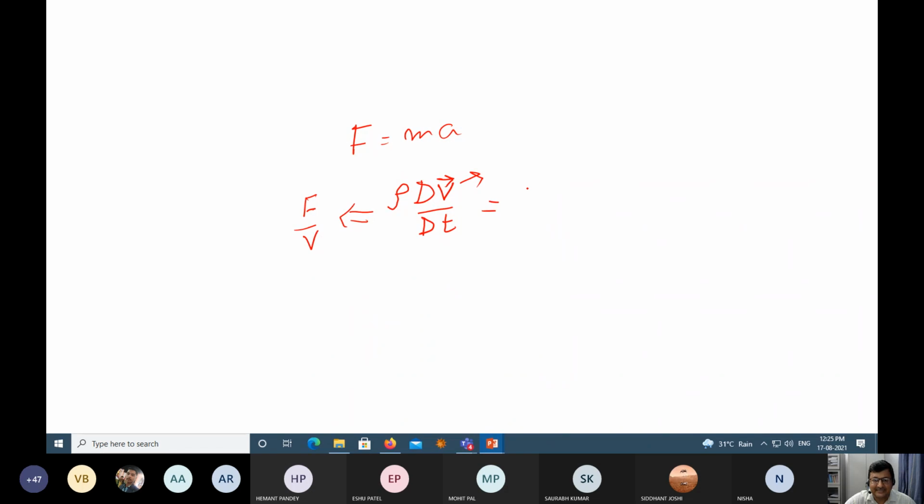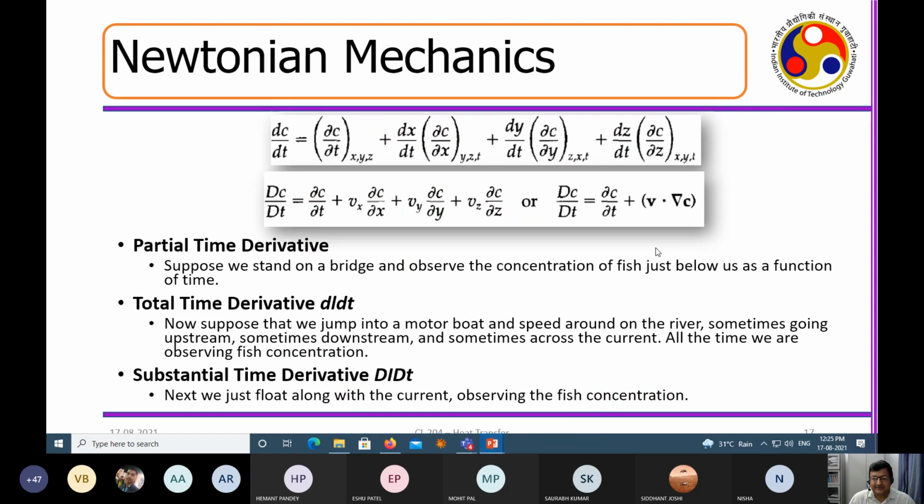Now suppose I write rho, and dv by dt I just now derived. What is that? Del v by del t plus v dot del v, correct? Am I correct? Just now we did that, right? I have just replaced the scalar with v here. So this is v dot del v. This is v, this is v. I'm just replacing these three things, right?